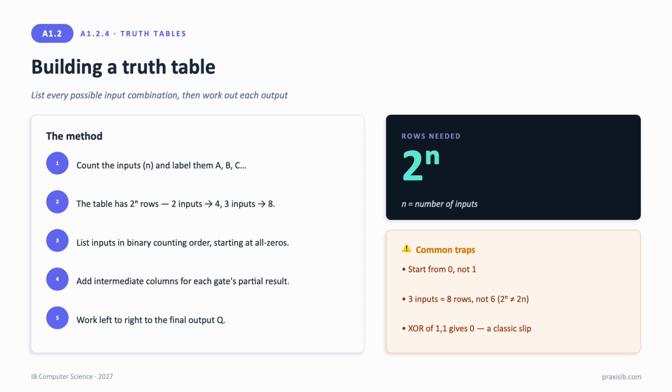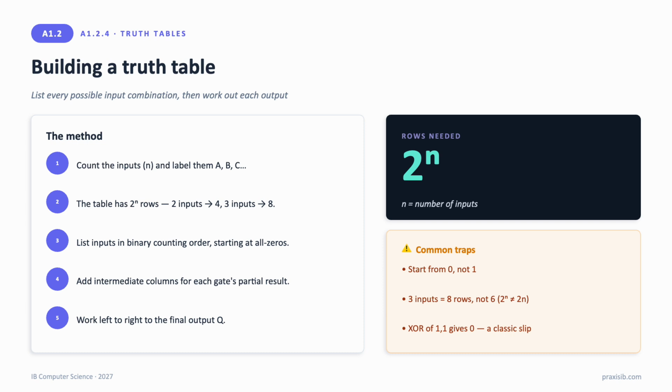First, count how many inputs you have and give them letters, A, B, C, and so on. Second, work out how many rows your table needs. The rule is 2 to the power of n, where n is the number of inputs. So 1 input needs 2 rows, 2 inputs need 4 rows, and 3 inputs need 8 rows. Third, we fill the input columns by counting up in binary, starting from all zeros to ones. I will explain how you fill the tables in the next slide. And fourth, if the problem combines several gates, add extra columns in the middle for each step, so you can work across from left to right calmly instead of doing everything at once.